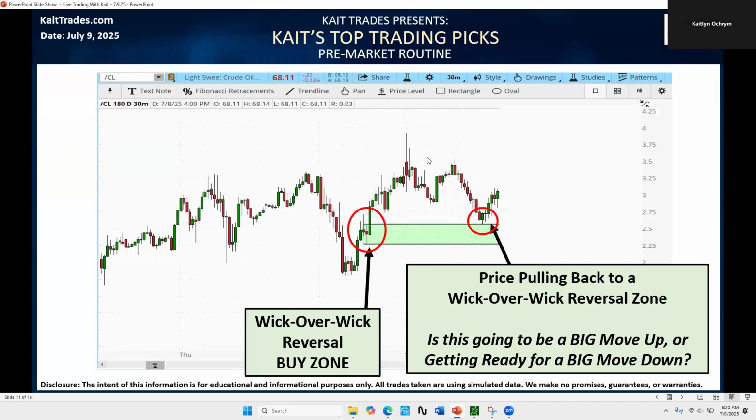But what do you think? This zone right here. Are we getting ready for a big move up? Or are we looking for the short trade? Dan says down. Anyone else want to take a guess?